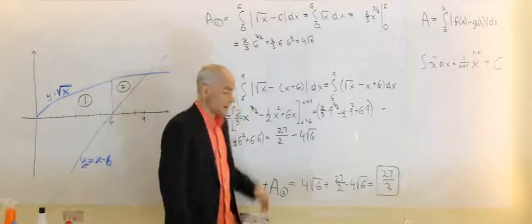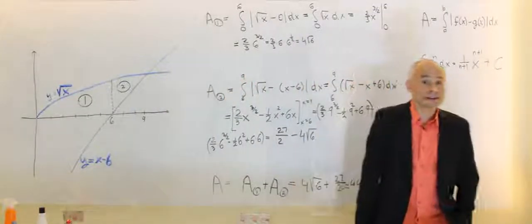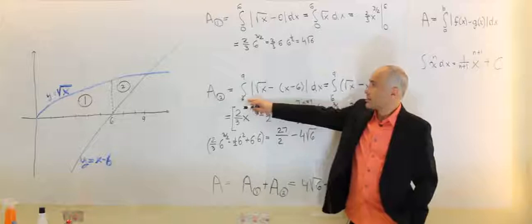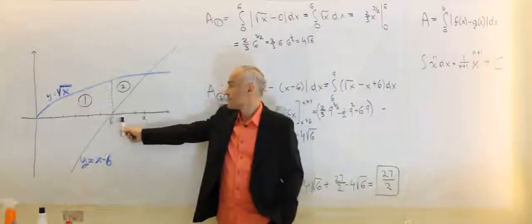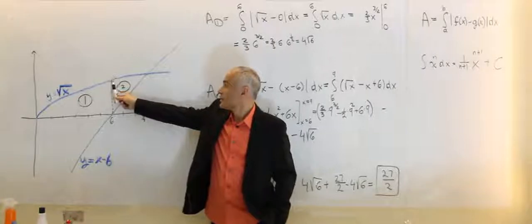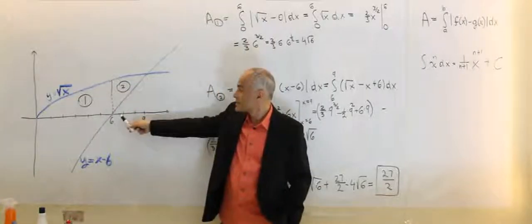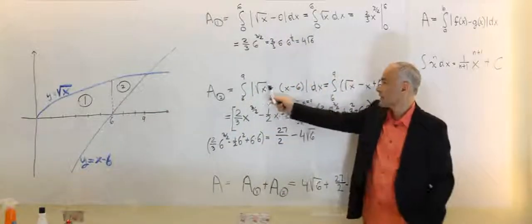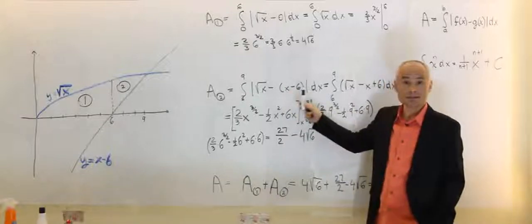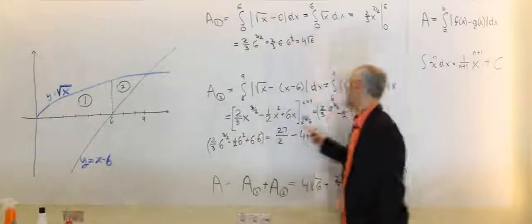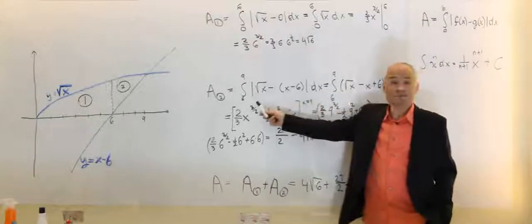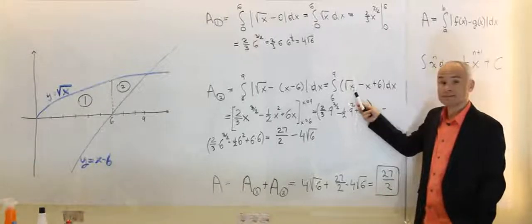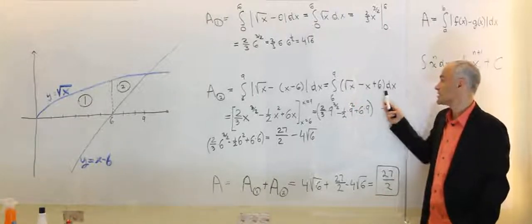And then I calculated the second area. Actually, that calculation was more involved. The integral from 6 to 9 of the difference between the square root of x and the line y is equal to x minus 6. Square root of x is bigger than x minus 6 there. See the picture? So I can skip the absolute value here. And then I get the integral from 6 to 9, the square root of x minus x plus 6 dx.